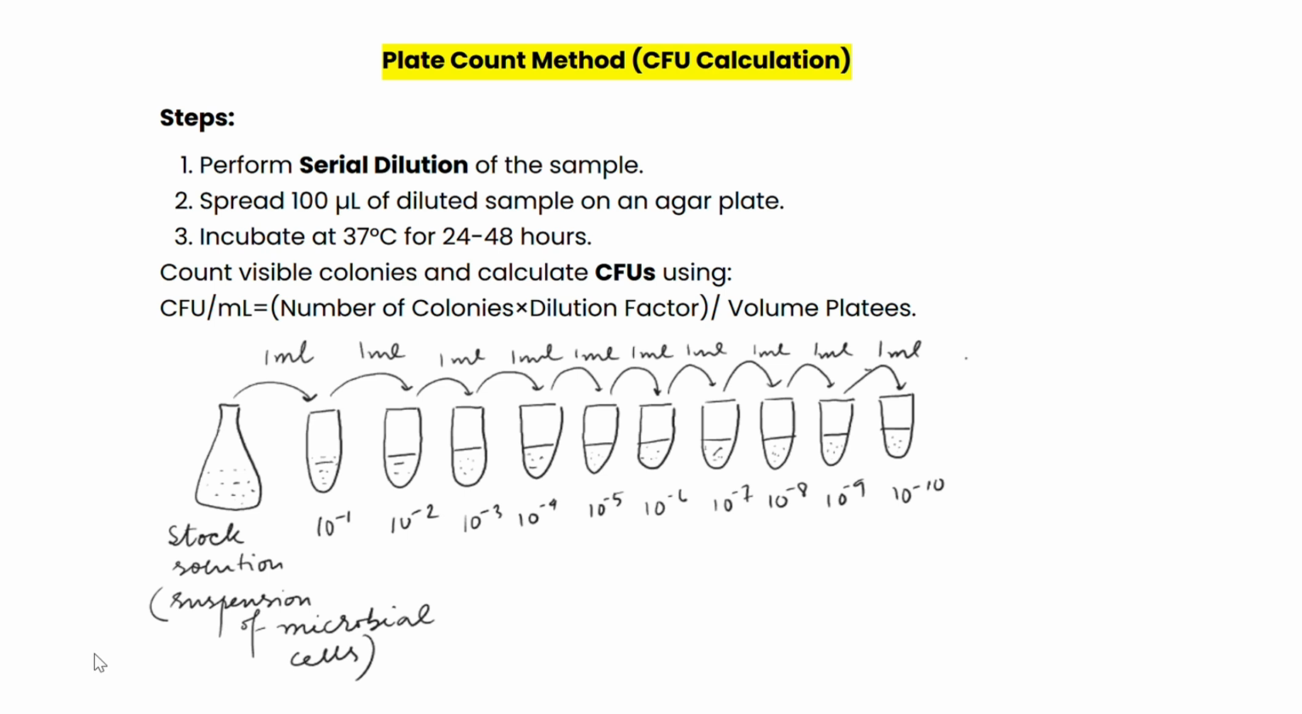In the plate count method, first we dilute the sample serially to reduce cell concentration. We then spread a known volume on an agar plate and incubate it. Each viable cell forms a visible colony. By counting these colonies, we calculate the number of colony forming units, or CFUs. This method only counts live cells, making it very reliable for estimating viable populations.